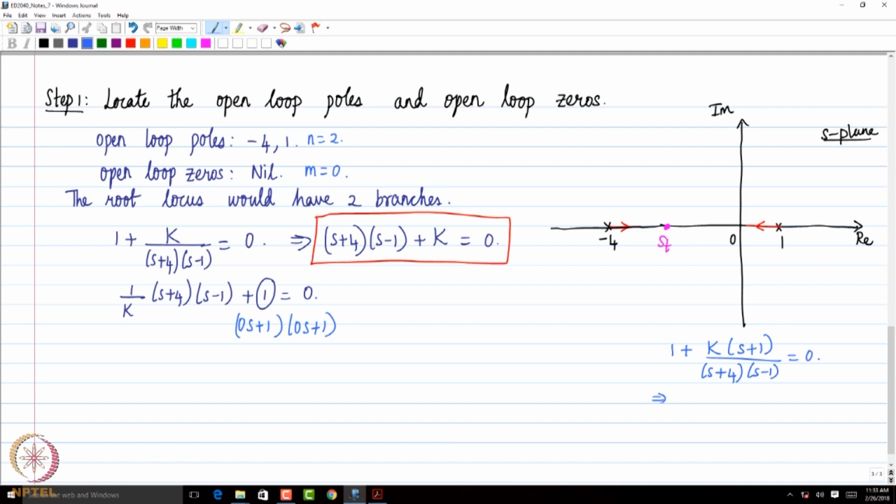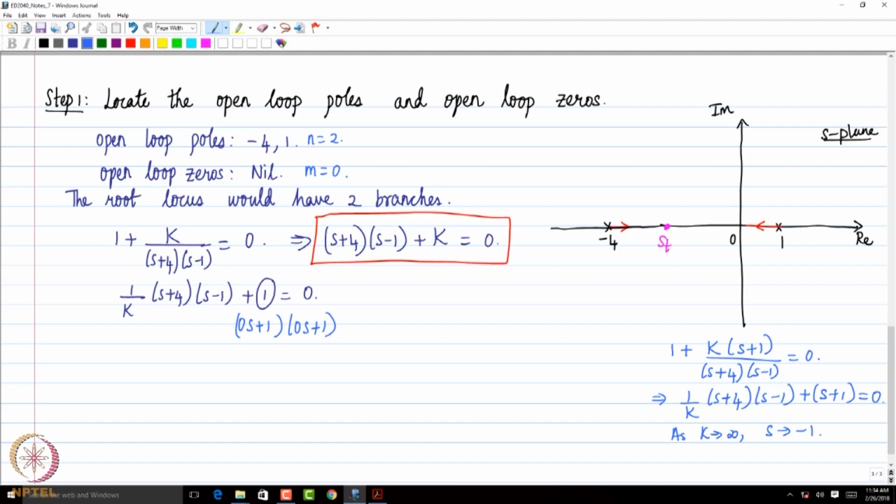Immediately you can see that if you rearrange this equation, we would have got this. So as k tends to infinity, s will tend to minus 1. That will be one of the closed loop roots. That is why there was a statement: out of the n branches, m branches will tend to open loop zeros if there were any. Other n minus m branches will tend to infinity along what are called asymptotes. We are going to come there. I hope the logic is clear.